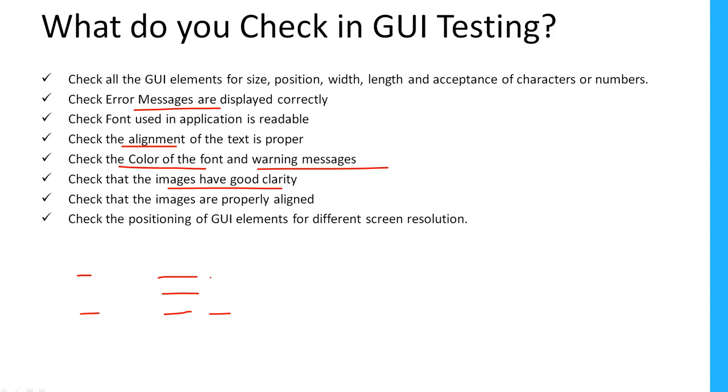And check the positioning of GUI elements for different screen resolutions. So this is more important. Sometimes if I change the screen resolution from 100 to 200, 200 to 75 or 50, obviously the GUI elements will not be properly aligned. They will be scrapped into one or overlapped sometimes. So that should not happen. In all kinds of resolutions, our elements should properly compress and move properly. Okay, so these are all different areas where we need to do GUI testing.